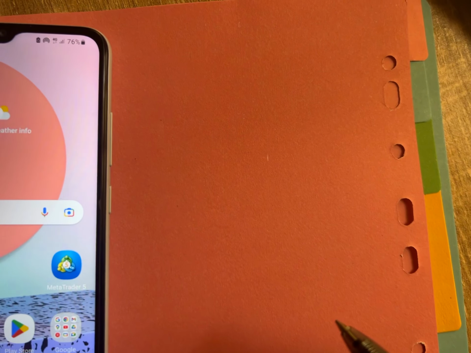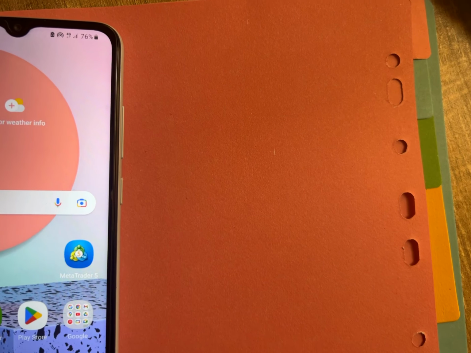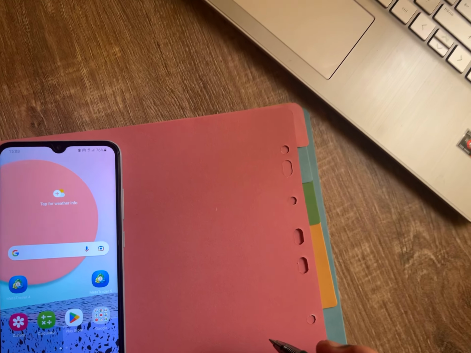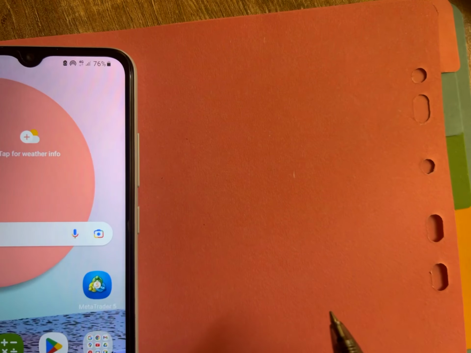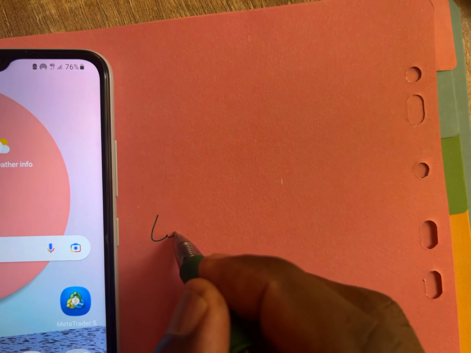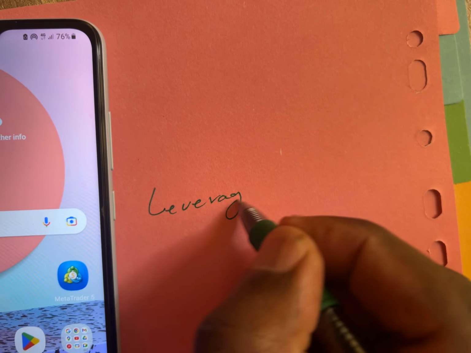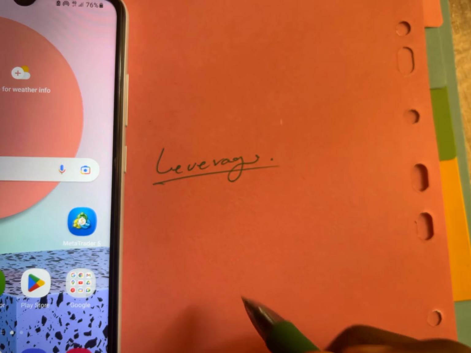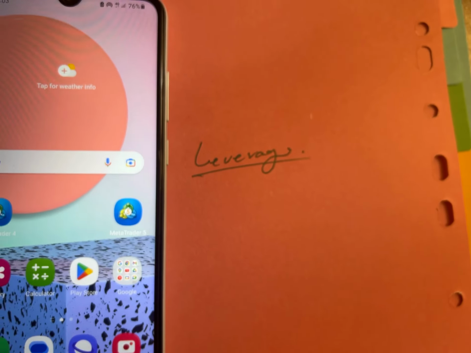Whether you're new or you've been in the foreign exchange market for some time, you've got to understand something about leverage. So right now, I would love us to learn about leverage. I believe all of us can see here, we're talking about leverage.